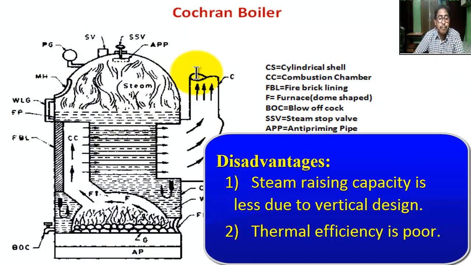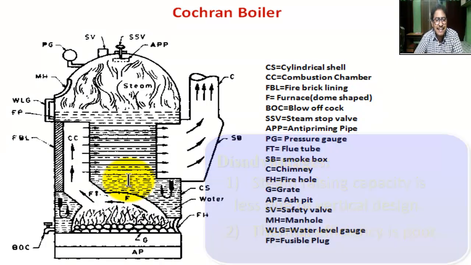Now, disadvantages of Cochran boiler. Number 1, steam raising capacity is less due to vertical design. Number 2, thermal efficiency of the boiler is poor.